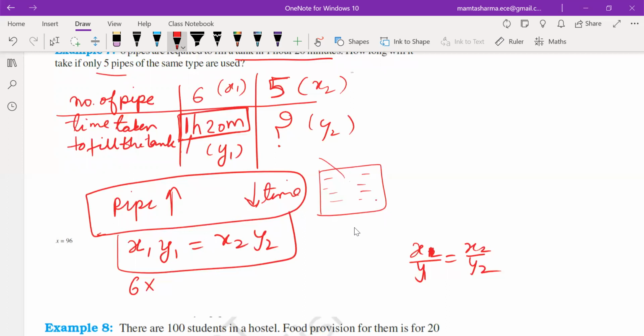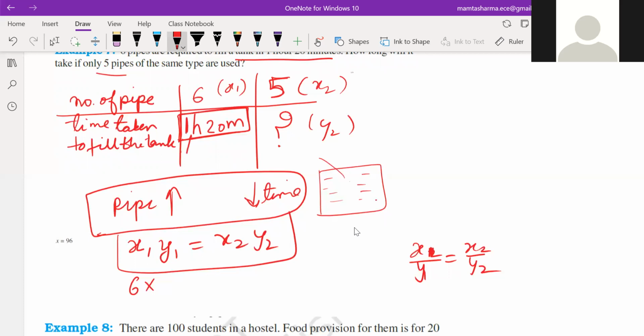So how will you convert this? 1 hour equals 60 minutes, and 20 minutes are extra. So 60 plus 20, the total would be 80 minutes. Keep y1 as 80 minutes, x2 is 5. You have to find out y2. If you are keeping this in minutes, y2 will come in minutes only.